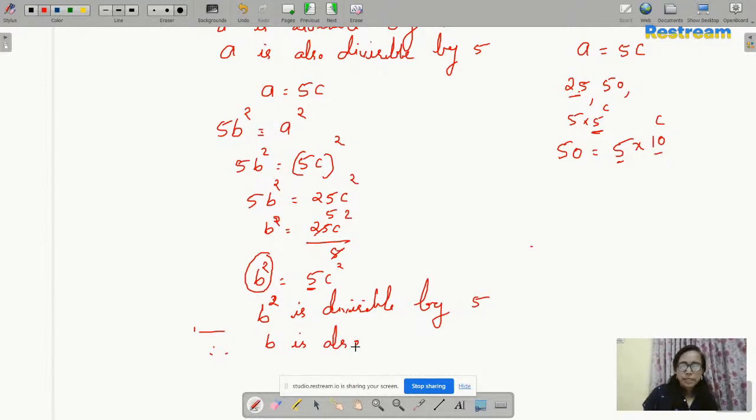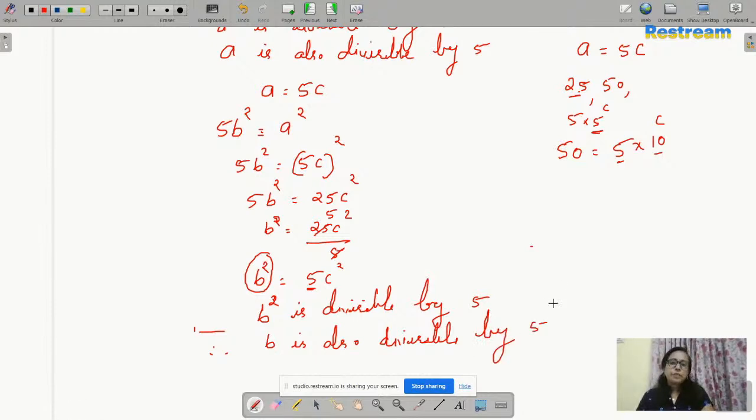The theorem is in the textbook. If a square is divisible by 5, the square root is also divisible by 5. No need to write the theorem here. You can write the next step: if b square is divisible by 5, b is also divisible by 5. Do you understand?